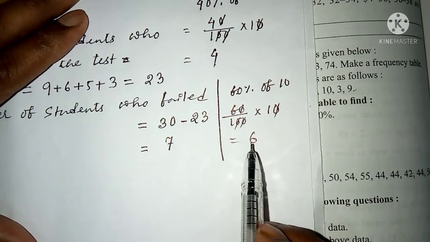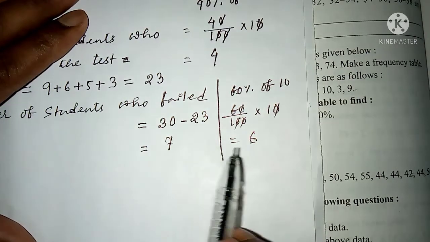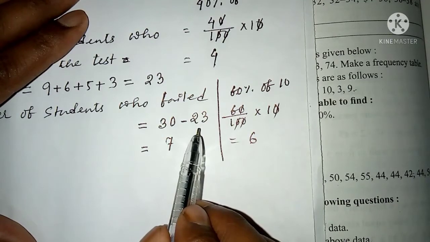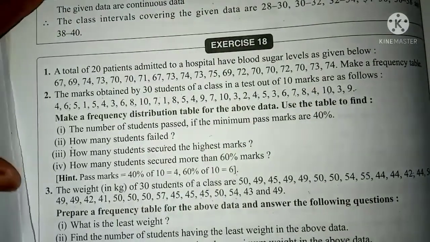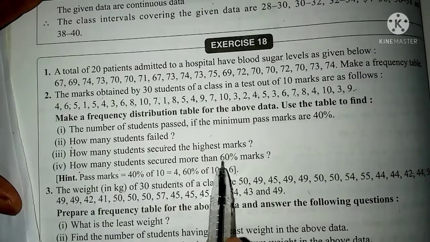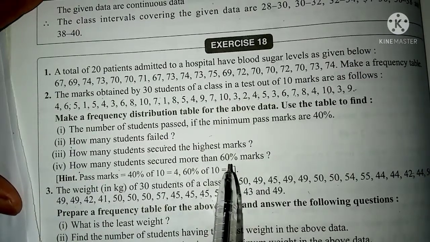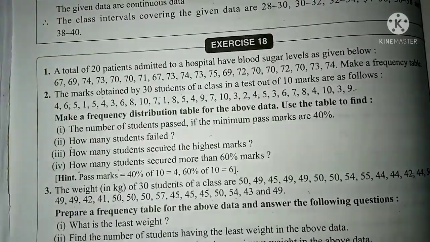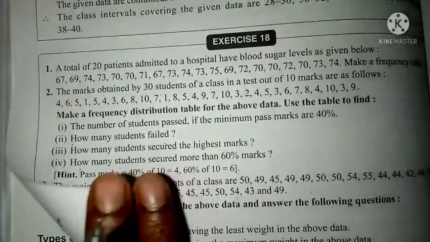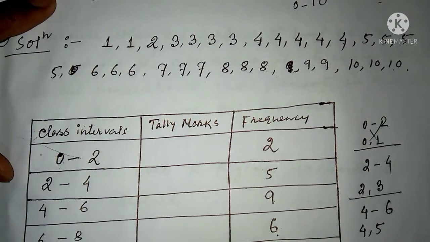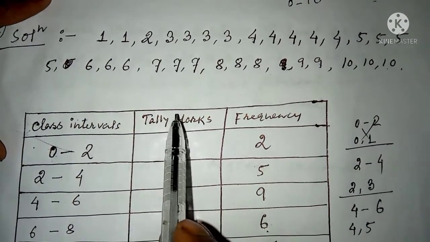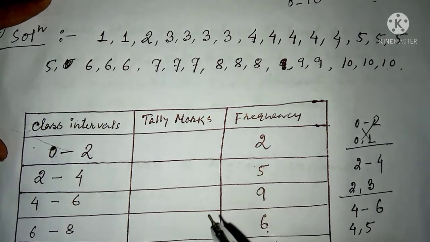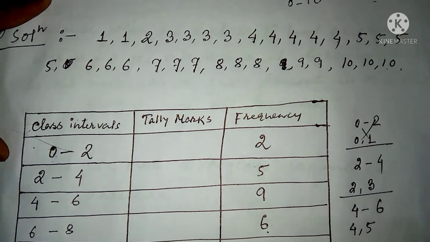Now that means the number of students who got 6 or more than 6. So we'll count these students only, because those getting less than 6 will not be counted. How many students secured more than 60% marks? Now we'll count from this arranged data. That means we need to find out how many students got more than 60%. 60% of 10 is 6. That means we need to count the number of students who have got more than 6.